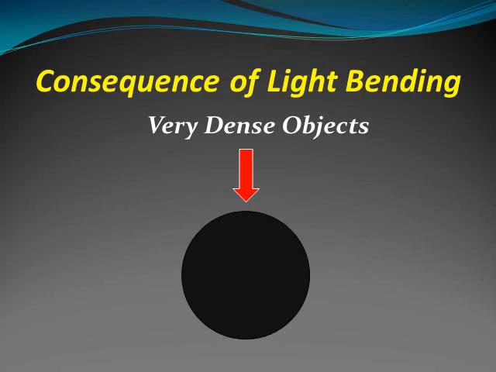To someone on the outside, this massive object will appear black, since light cannot escape. It is called a black hole. If we take the Earth and compress it into a tiny sphere with a radius of 1 centimeter, then it would become a black hole. If all the mass of the Sun were compressed into a sphere of radius 3 kilometers, it would form a black hole.